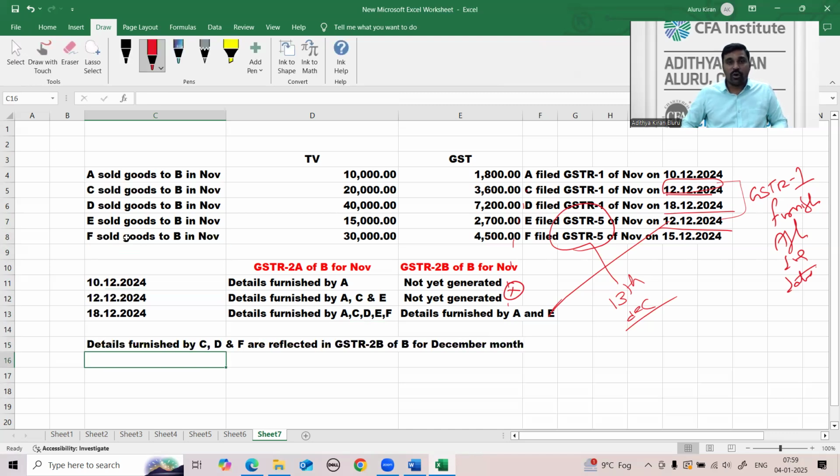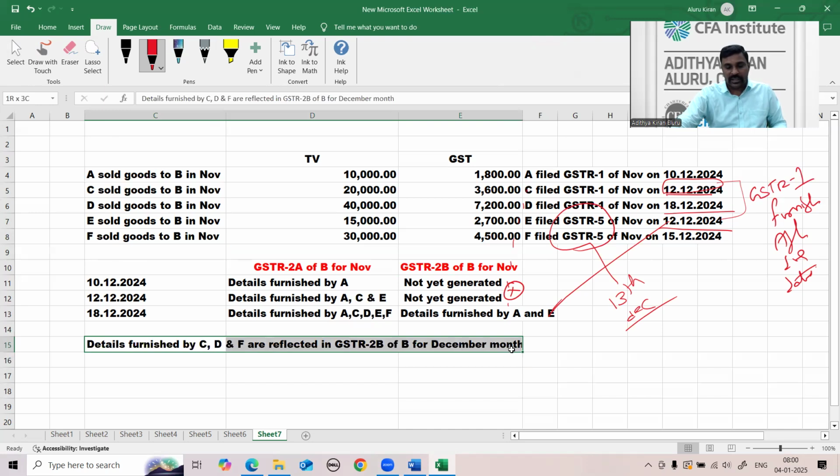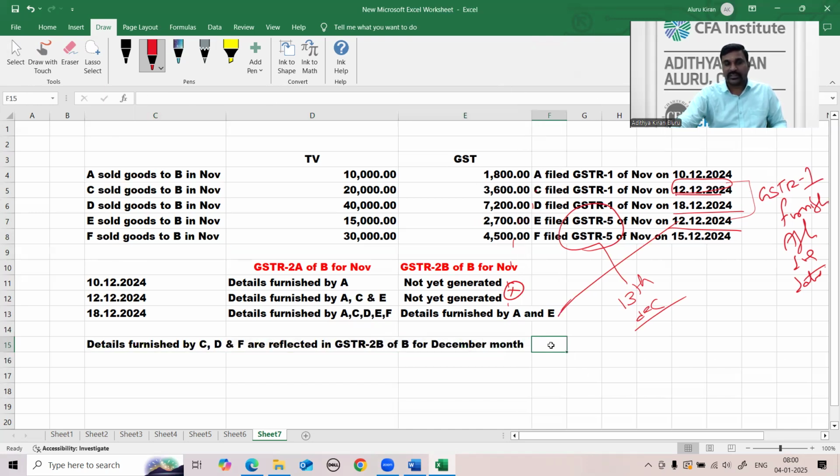Okay, so if you open the GSTR 2B for December month, that will be reflected. For the November month related GSTR 2B, that will not be reflected. This is GSTR 2B for November month. This is GSTR 2B for December month. These three details will be reflected in GSTR 2B. Therefore, you can get the ITC.